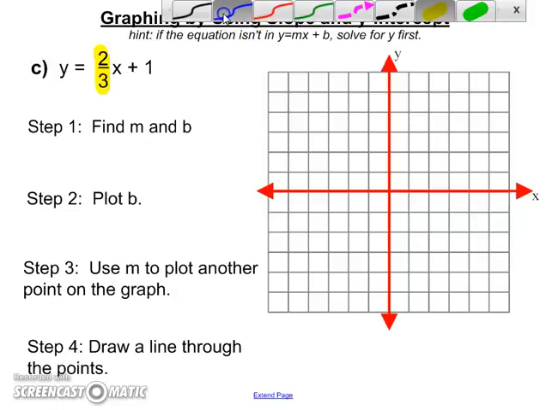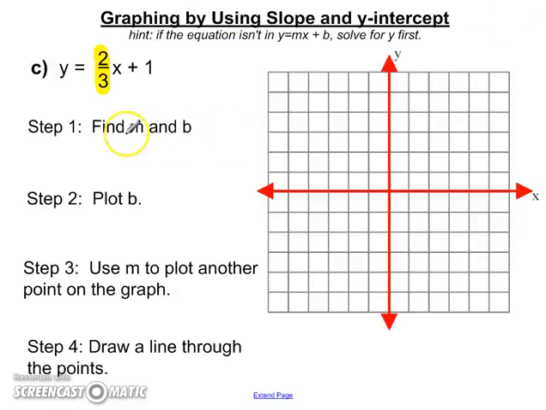Let me try this a third time. So my m in this case is 2/3, and you have to remember that that is rise over run. And then my b is 1. Okay, so I need to identify those two things. In this particular case, my b is 1. So that's the first thing in our equation, to be able to identify those two values.